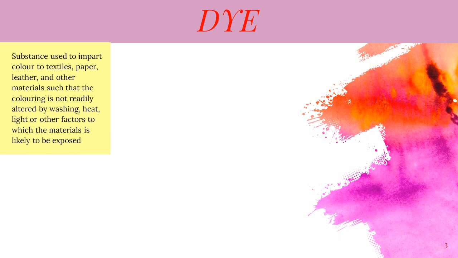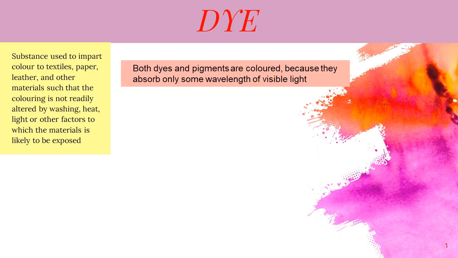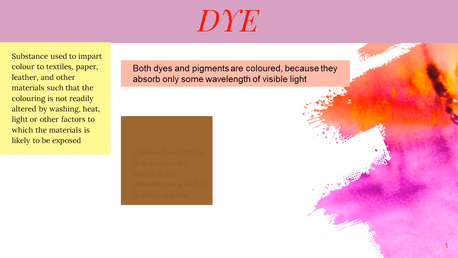Substances used to impart color to textiles, paper, leather, and other materials such that the coloring is not readily altered by washing, heat, light, or other factors to which the material is likely to be exposed is known as a dye. Both dyes and pigments are colored because they absorb only some wavelengths of visible light. However, they differ from each other.